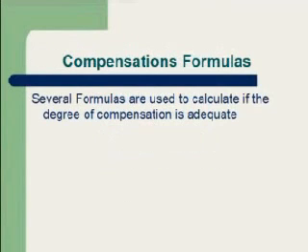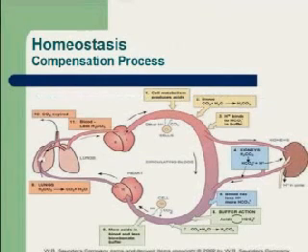There are formulas that are used to calculate the degree of compensation and whether or not it's adequate. I won't go into the details about the formulas, as you won't be responsible for that. But basically, I do want you to appreciate the number of organ systems that are involved in maintaining adequate pH balance. This is an interplay with not only the organ systems, but also the electrolytes, which are a part of this system.